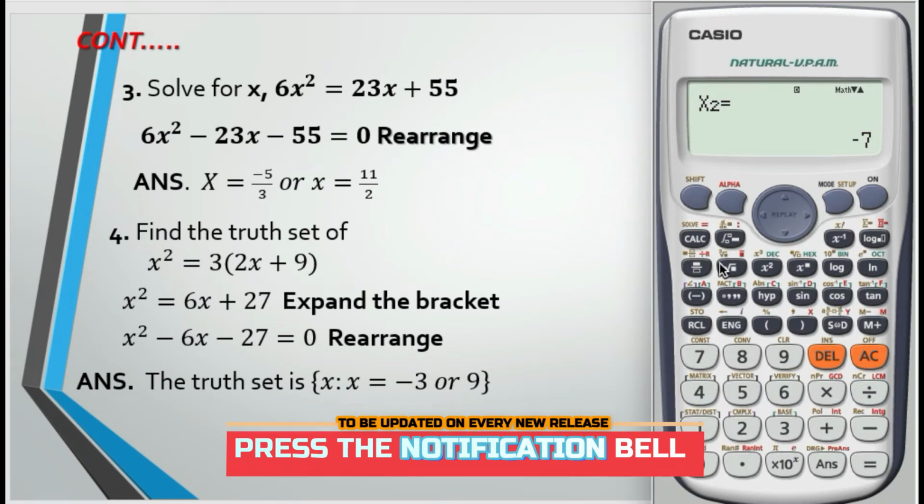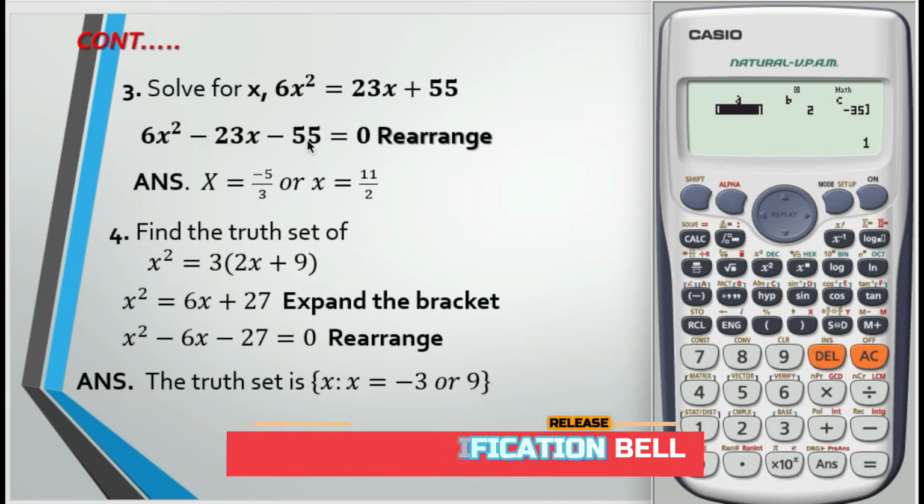x when given 6x squared equal to 23x plus 55. And so in the same vein, we have to rearrange it in the standard form. So I subtract 23x here and do the same to the left hand side. That is why I have the negative 23 here. Then you subtract 55 here, subtract the same on the left hand side. So whatever you do to the left hand side, you do the same to the right hand side.